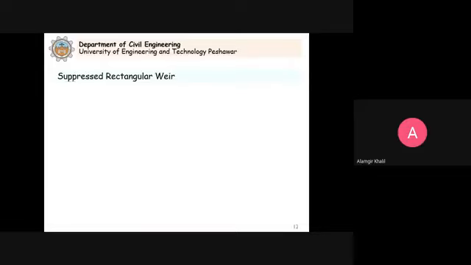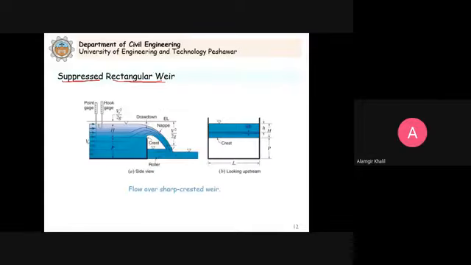So first we discuss the suppressed rectangular weir. I will explain what we mean by suppressed weir. So in this case, we have this open channel, and then we have this weir, which is a raised structure, and this is the top of the weir. This is known as the sill or crest. And what will happen is that the water will flow over the crest. Clear? This is the crest of a rectangular weir.